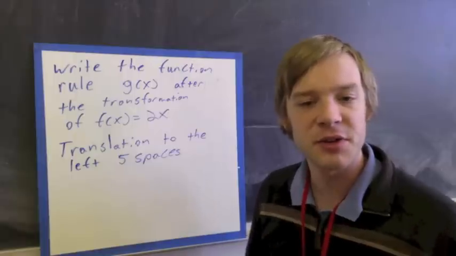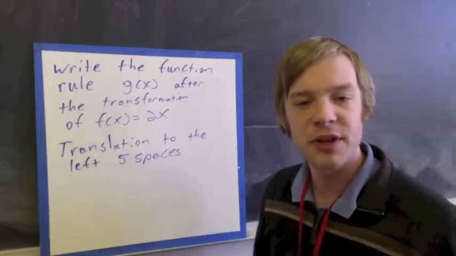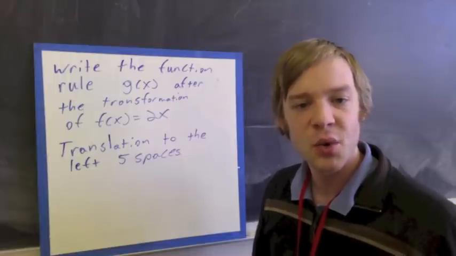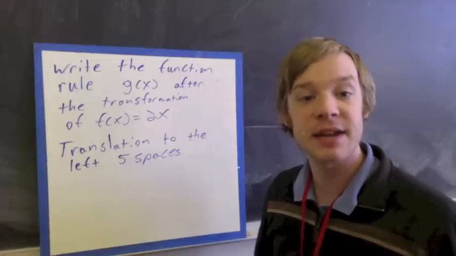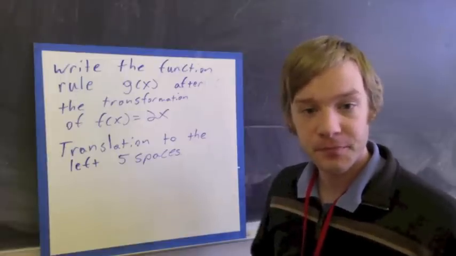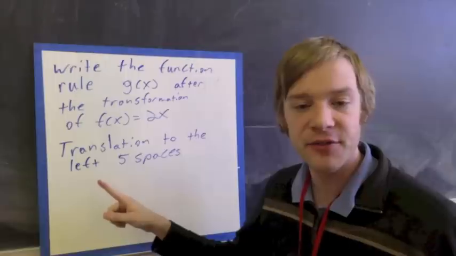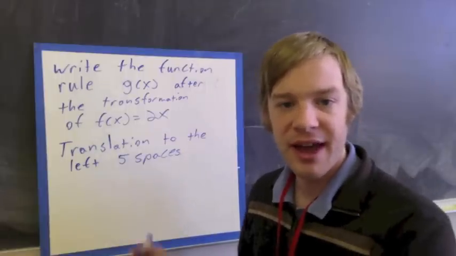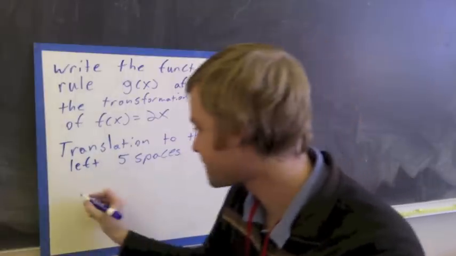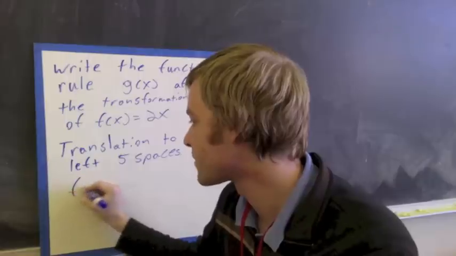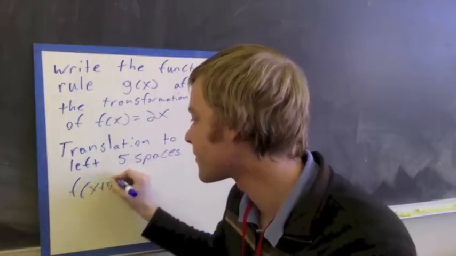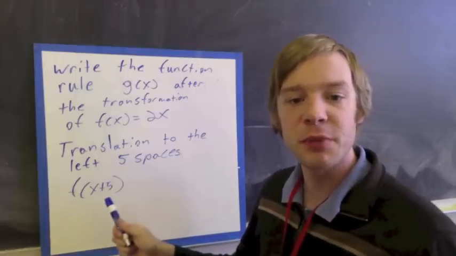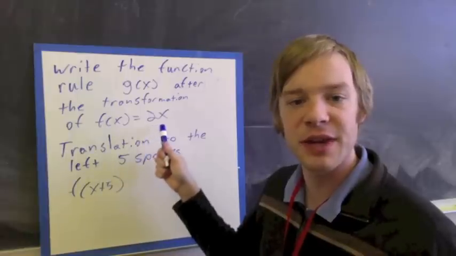And if we think back to the notes that we just saw, we should remember that for a horizontal translation, translation side to side, we have to add or subtract a number inside the parentheses. So since we're translating to the left, that means we're going to add 5 inside the parentheses. So we would have f of x plus 5, basically. We would have f of x plus 5, and so we would need to plug x plus 5 in for the x that we have right there.